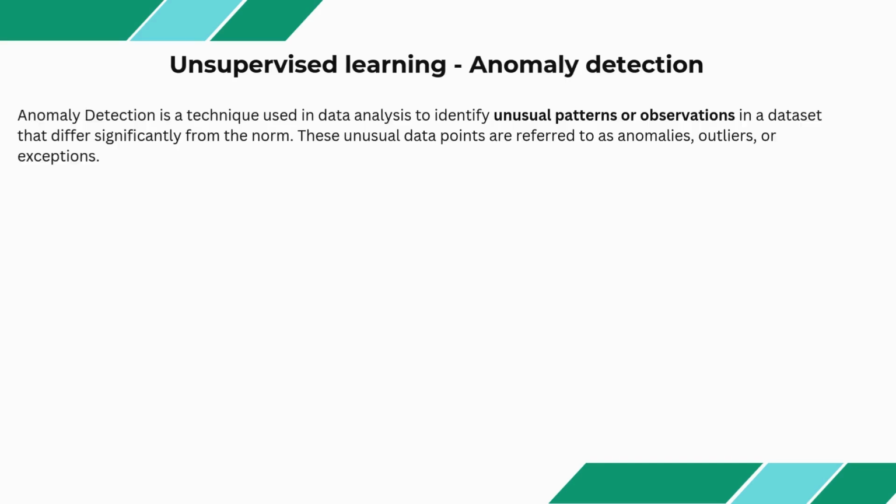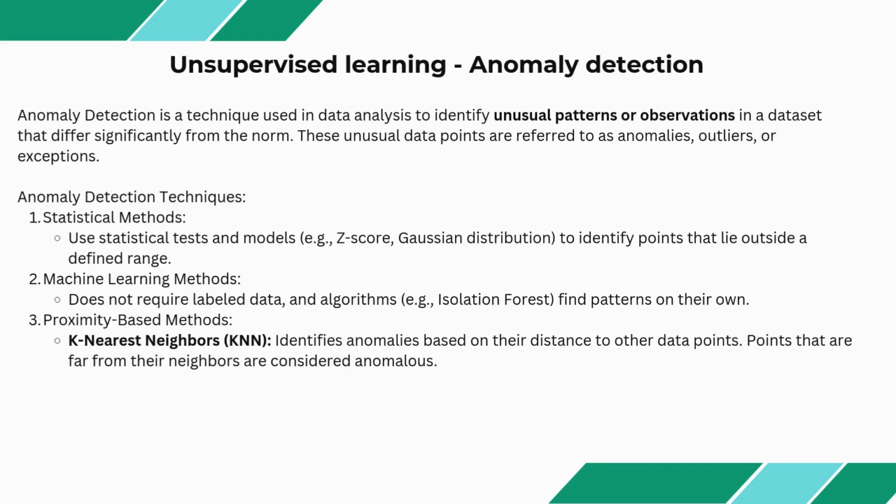Anomaly detection is a technique used in data analysis to identify unusual patterns or observations in a dataset that differ significantly from the norm. These unusual data points are referred to as anomalies, outliers, or exceptions. There are various techniques. Let's discuss them one by one. First one is statistical methods. Use statistical tests and models like z-score and Gaussian distribution to identify points that lie outside a defined range.